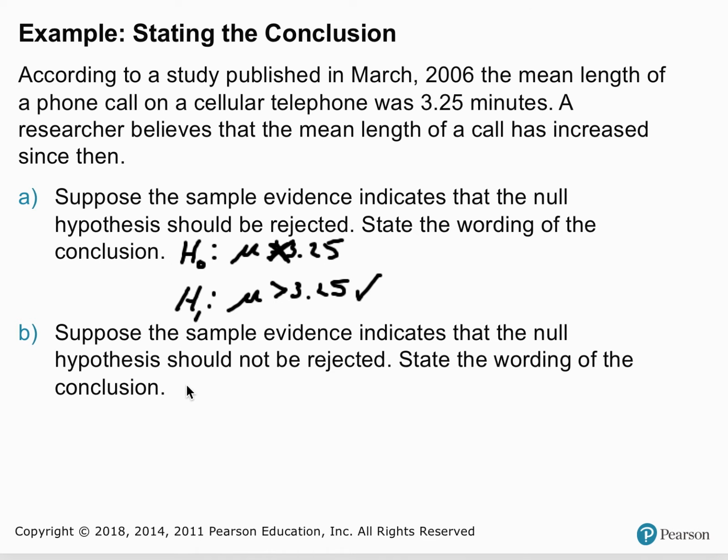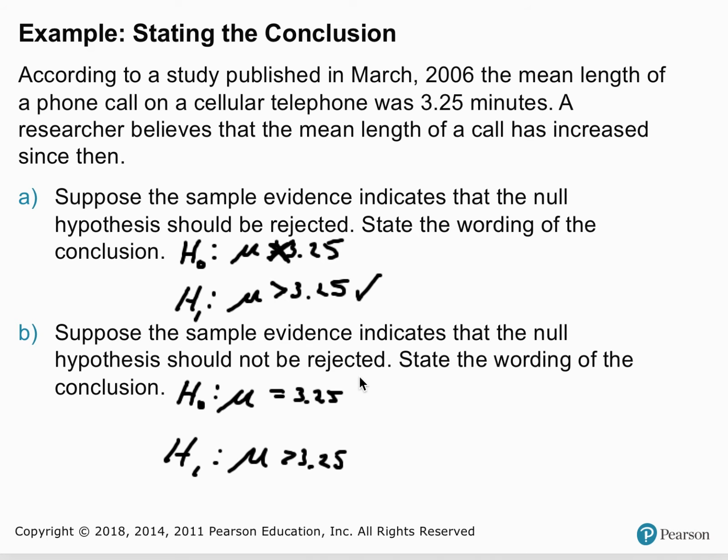Okay, here we have the same hypothesis, it's just a different question. Right? Suppose the sample evidence indicates that the null hypothesis should not be rejected. State the wording of the conclusion. Okay. There is not sufficient evidence to say that the mean length of the call is more than 3.25.